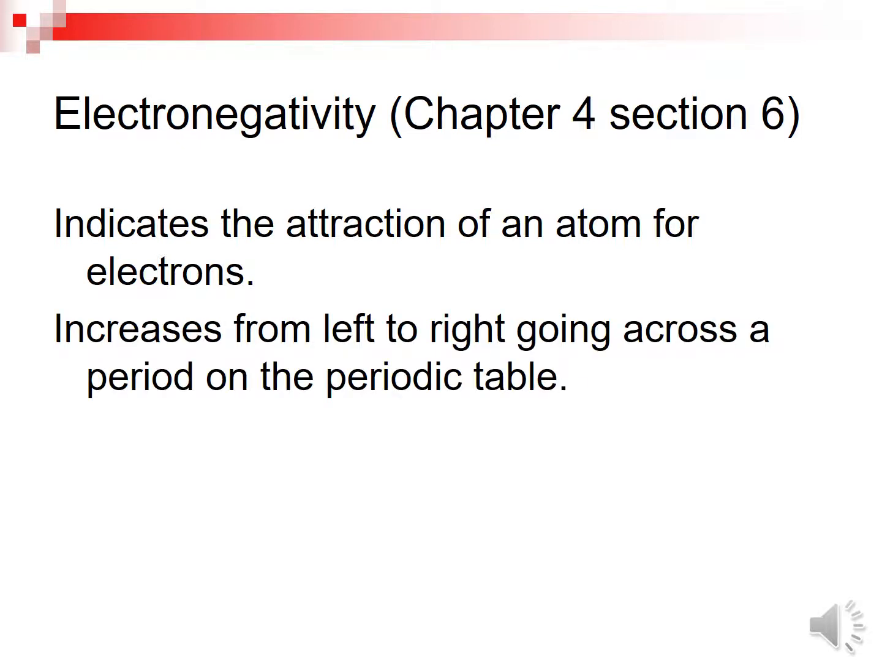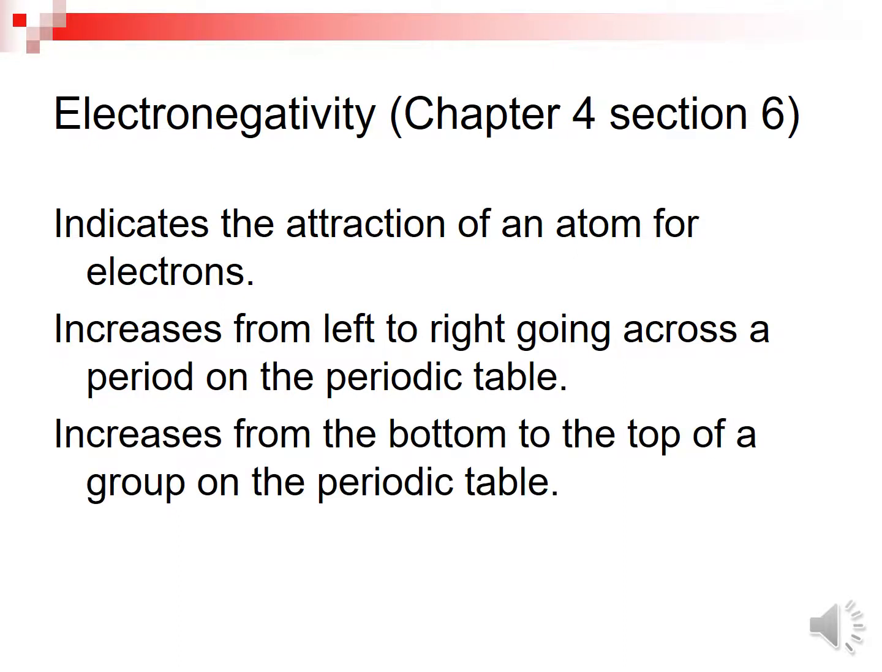Electronegativity increases from left to right, so the metals on the left side of the table have low attraction for electrons, low electronegativity, and elements like fluorine and chlorine and oxygen on the right side of the table have high electronegativities. So in molecules, the atoms with higher electronegativity will tend to be where there is negative charge, and the atoms with low electronegativity are where atoms will be positively charged.